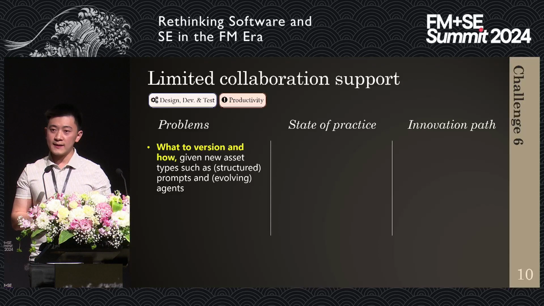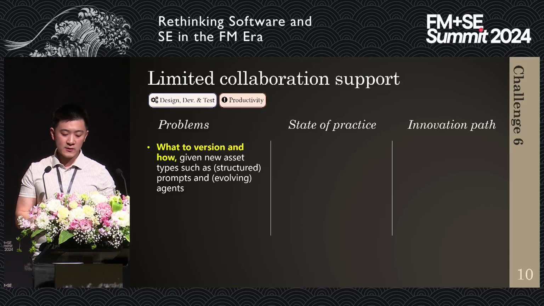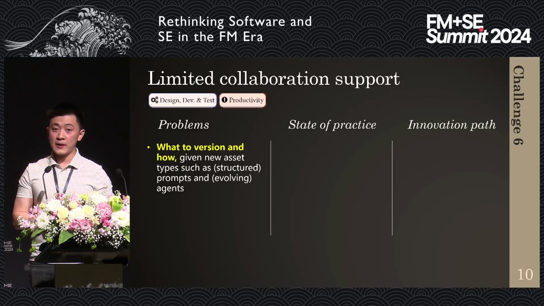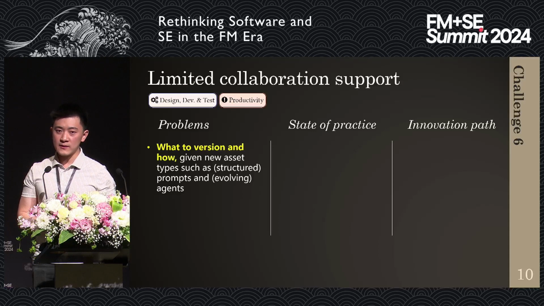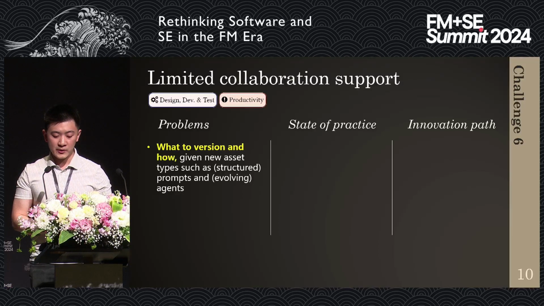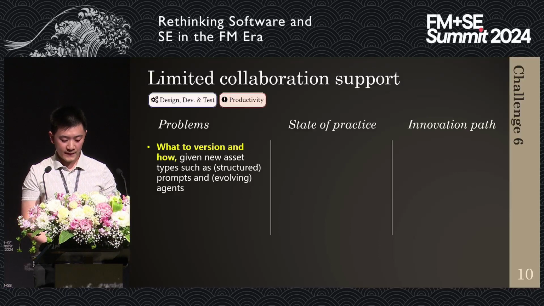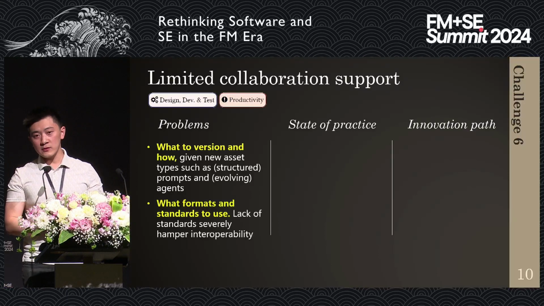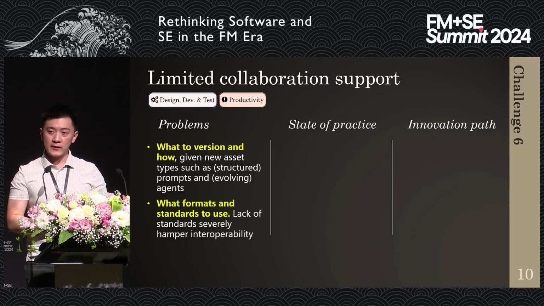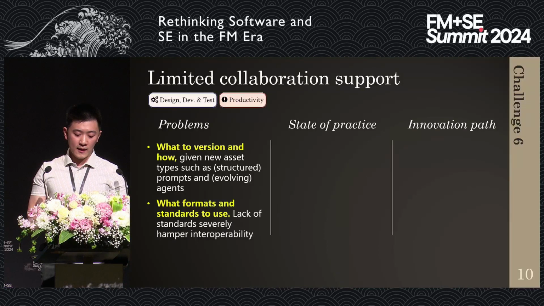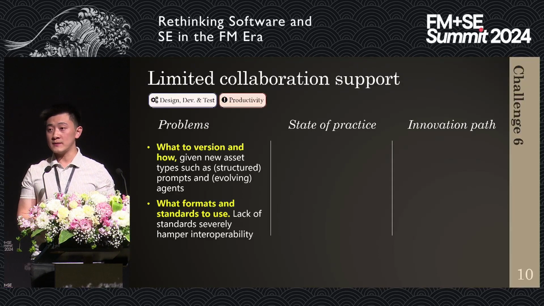Because firstly, the data types are new. They have different structures, and they have an evolving nature. They might change as they function in the environment, such as agents. How and when to version them becomes a pretty challenging topic compared to traditional assets such as code. And then what formats and standards to use to version them is also challenging because right now we lack a standard to provide interoperability across different platforms, different development tools, and different organizations. So a lot of assets cannot be freely shared.